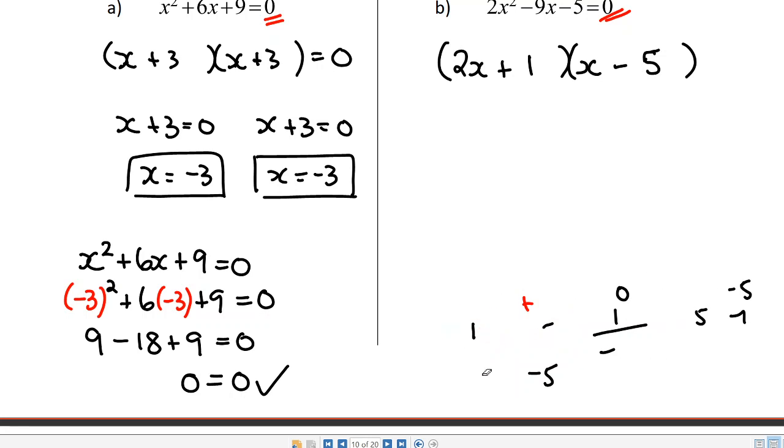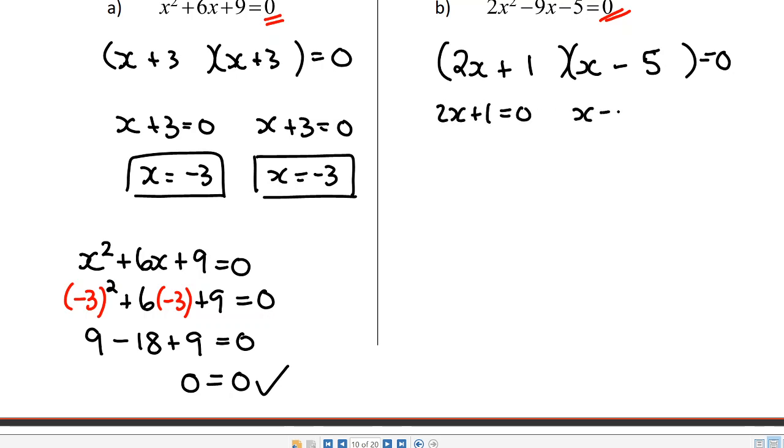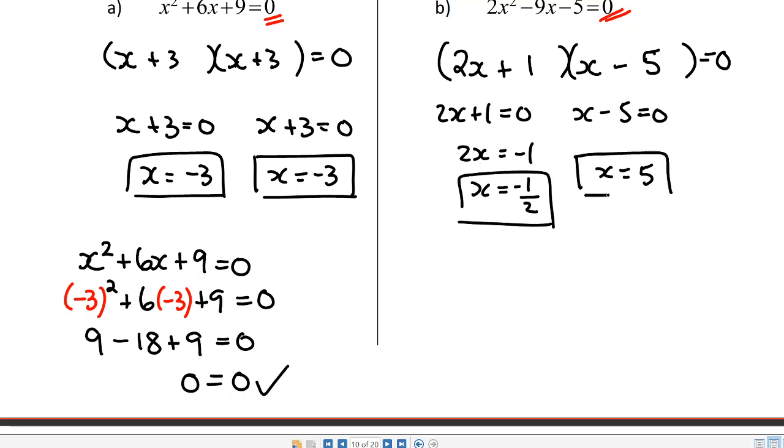Okay, so we factored it. We know that those two factors have to be equal to 0. So 2x plus 1 is equal to 0. Same with x minus 5. So 2x is equal to negative 1, which means x is negative 1/2, or x is equal to 5. So this time we happen to have two different answers because we had two different factors.